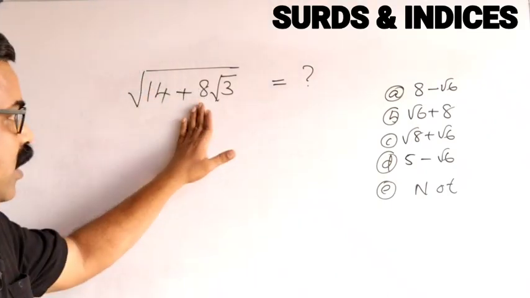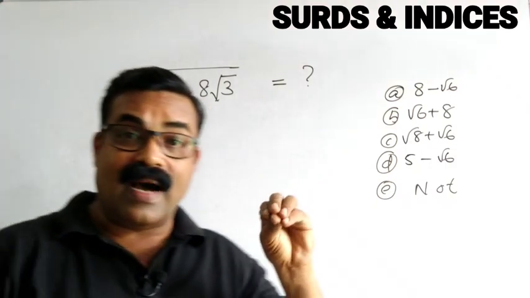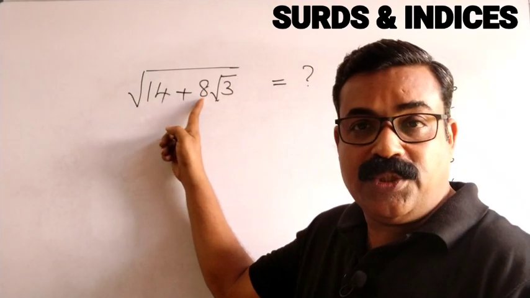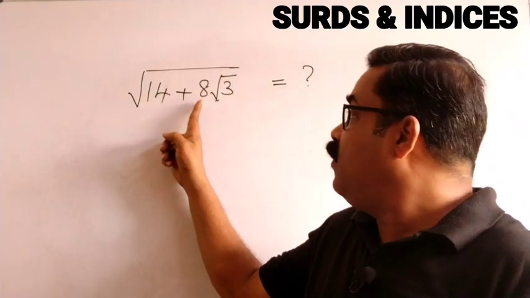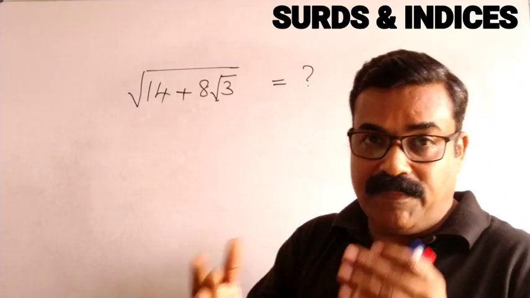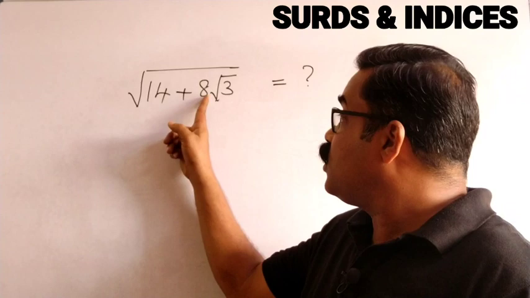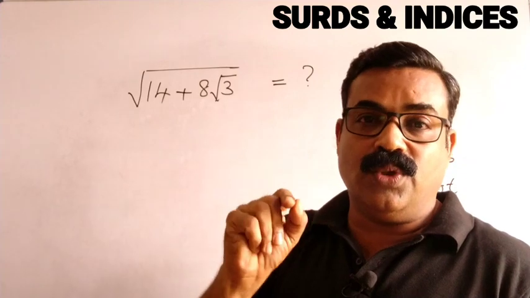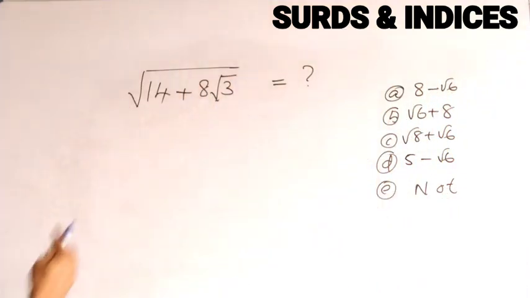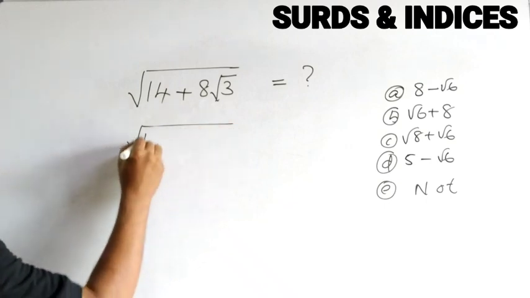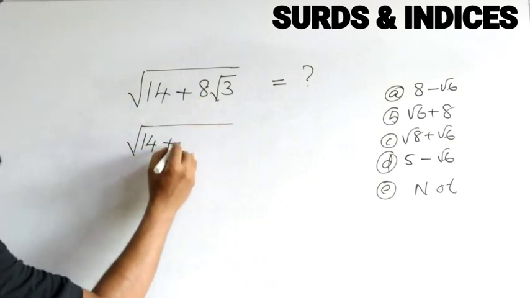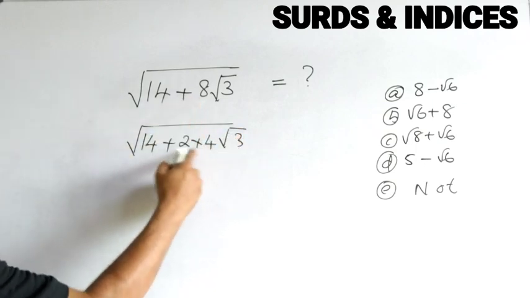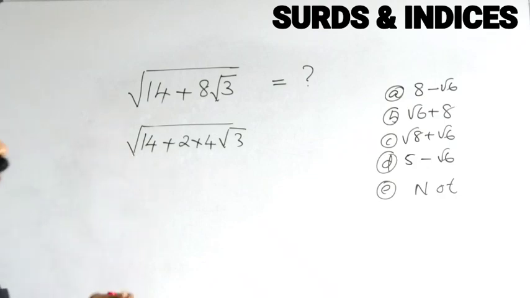Okay, here you have to ensure that this number is 2, then only we can apply our shortcut method. Understand very clearly, we have to ensure that this number is 2. Then only we can apply the shortcut method. In the previous question you have already seen this number was 2, but here it is 8. So ensure that that number is 2. How to do that? For that we can write this question as root of 14 plus this 8 I can write 2 into 4 root 3. 8 I can write 2 into 4. Understand very clearly, we want 2 here.